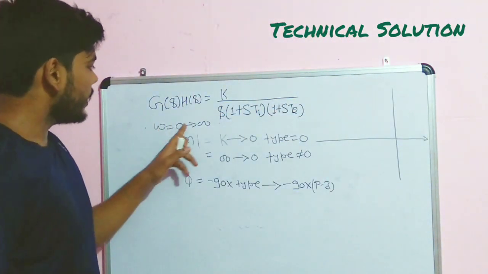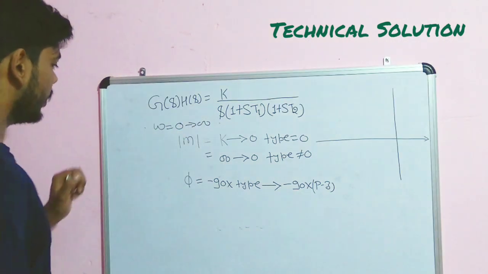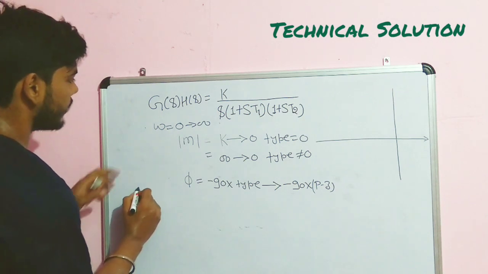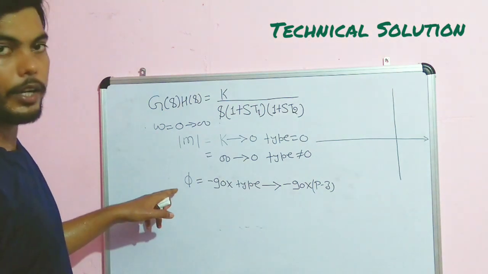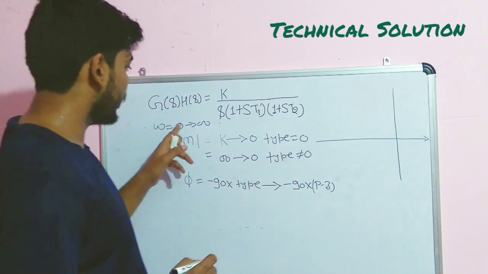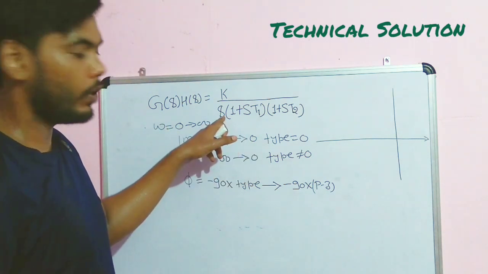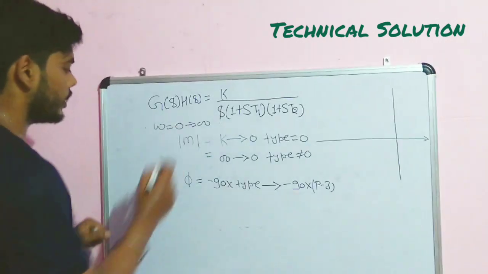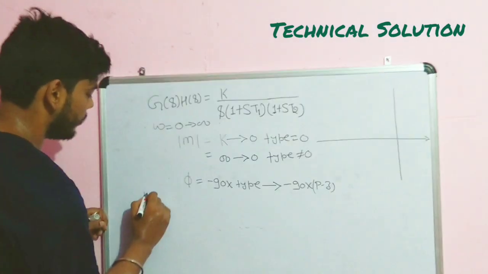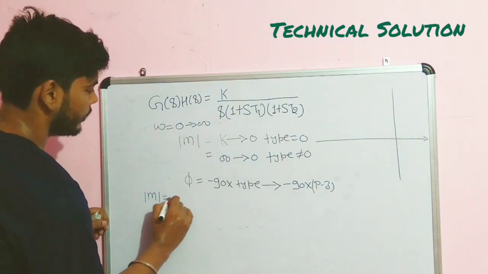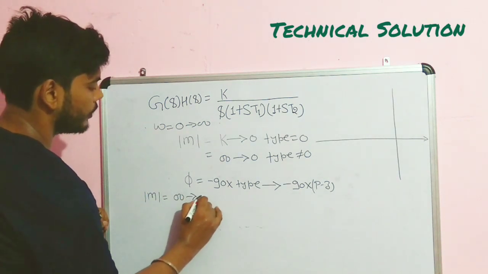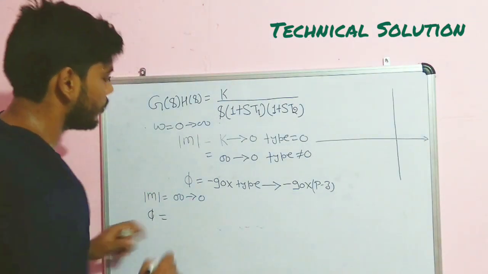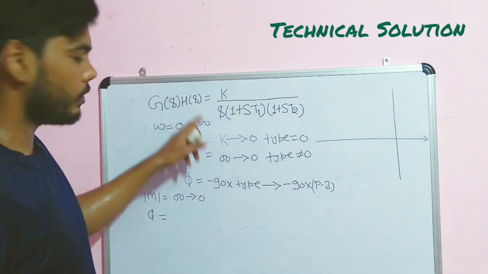So omega varies from 0 to infinity. Let's draw a table for omega varying from 0 to infinity, with magnitude and phase. For omega equal to 0, the type is 1, so the magnitude varies from infinity to 0. For this open loop transfer function, the magnitude varies from infinity to 0, and the phase varies from minus 90. The type of the open loop transfer function is 1.